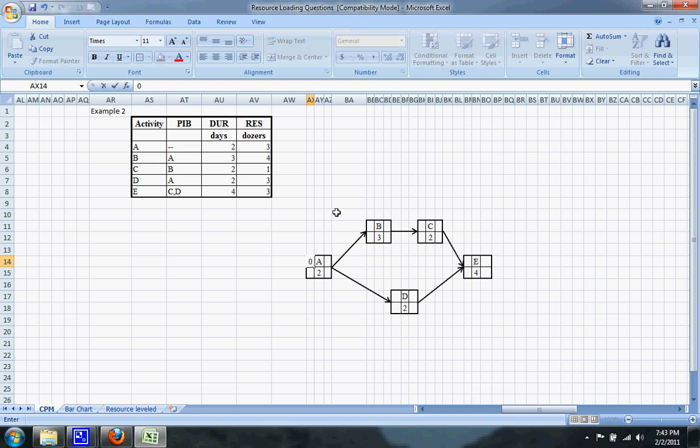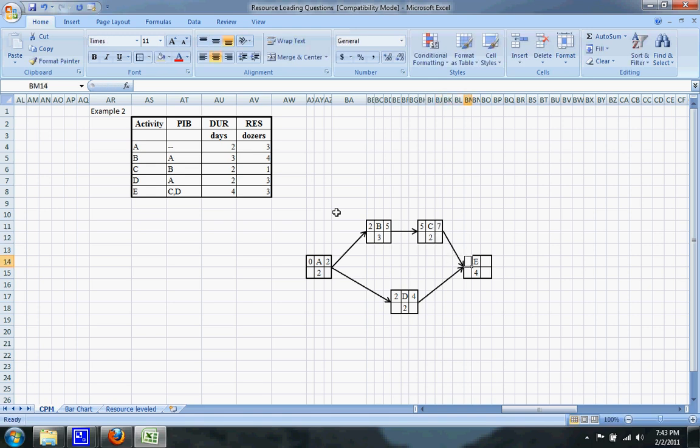So starting on the 0 day, the earliest finish A can have is on the second day. So that means that the early start of B and D is on the second day. So that means that the early finish of B is going to be on the fifth day, and D is going to be on the fourth day. And the early start of C is going to be on the fifth day, which means that the early finish is going to be on the seventh day.